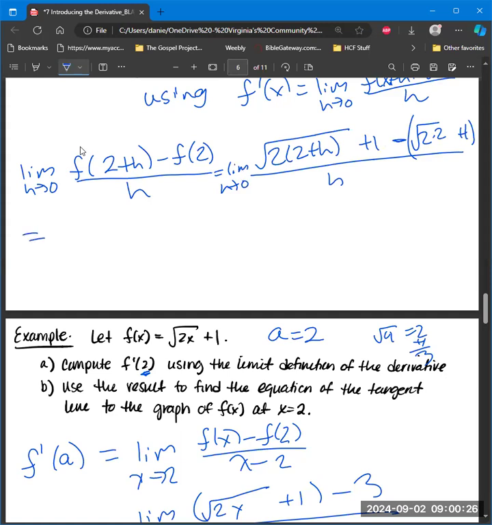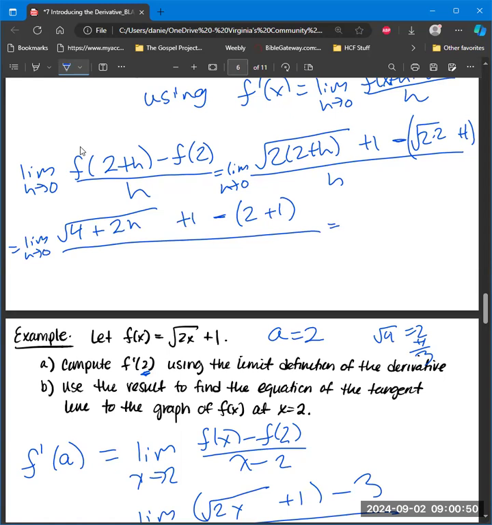It's equal to the square root of 4 plus 2h plus 1, minus 2 plus 1. Again, this is a limit, so h goes to 0. It's equal to the square root of 4 plus 2h, 1 minus 3 is negative 2, over h. And then we're going to have to multiply top and bottom by the conjugate.